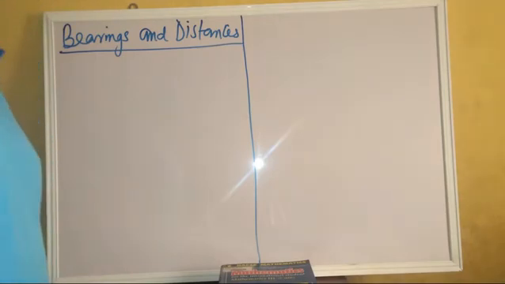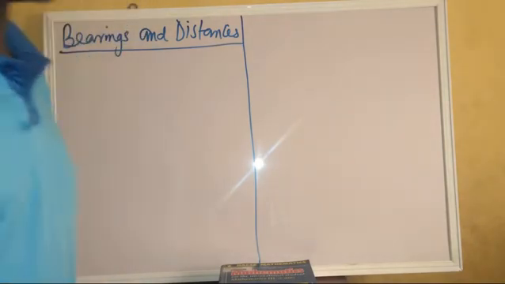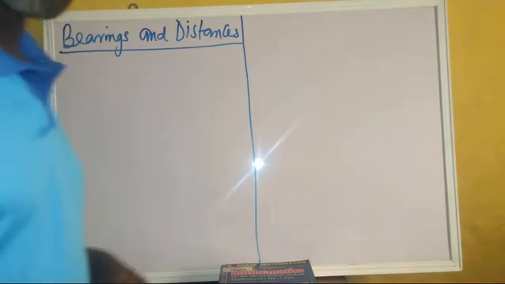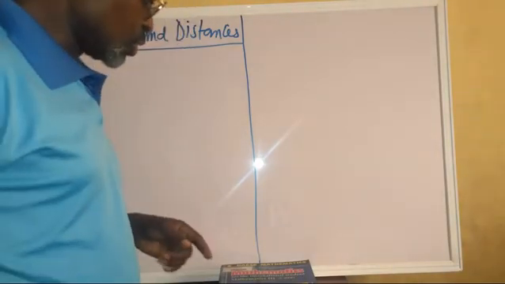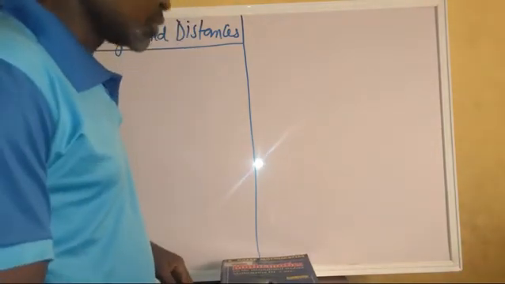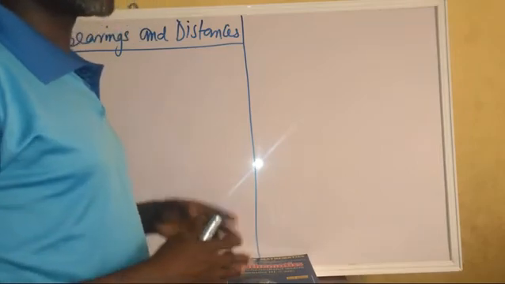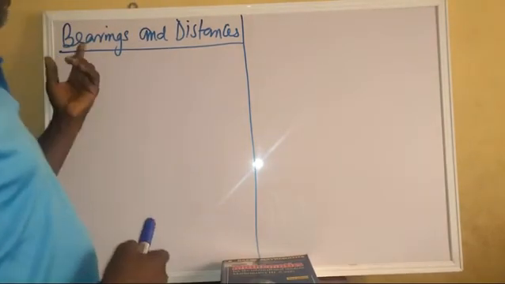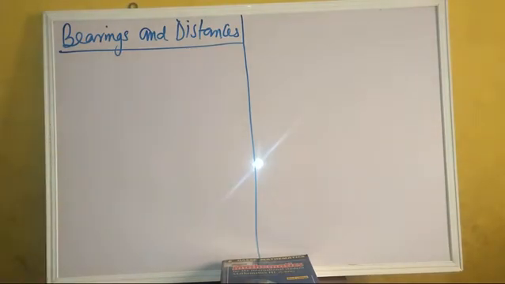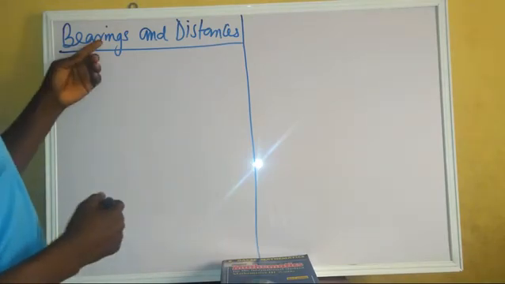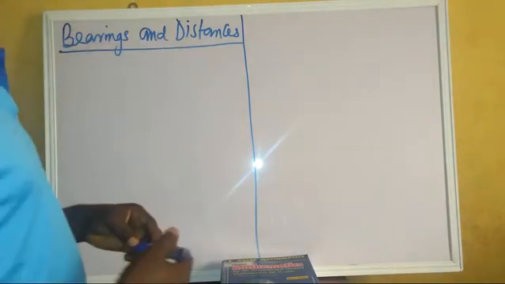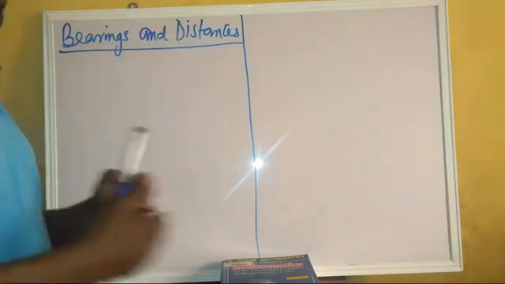This is a continuation of our trigonometry, because we have discussed the sine rule and cosine rule. So today we are going to conclude trigonometry, that is bearing and distances. When you talk about bearing and distances, bearing means the direction, while the distance means how far it has gone.